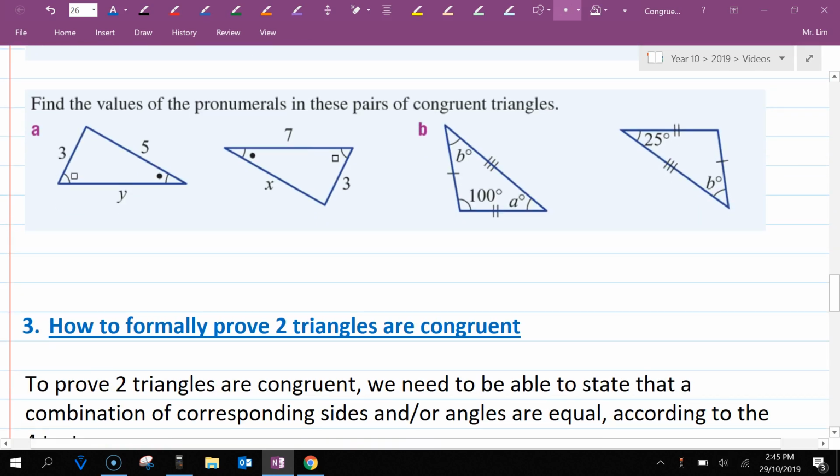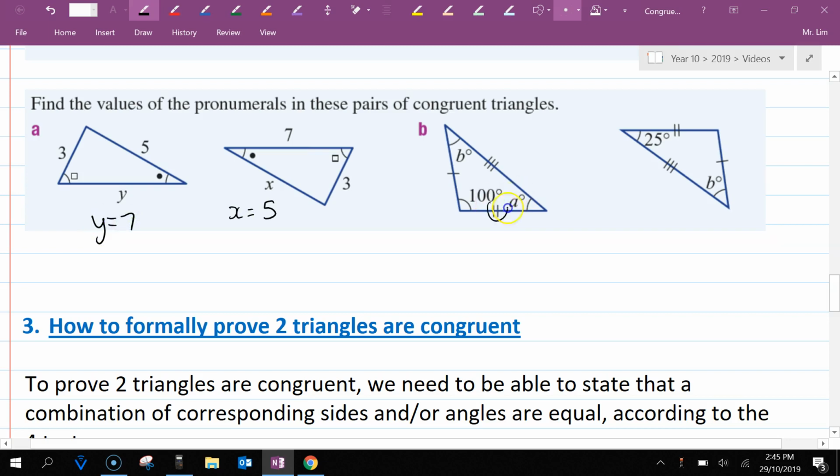Because congruent means exactly the same, have a go with question A and B and see if we can work out the values of the pronumerals. Okay, so here we have x is equal to 5, and we have y is equal to 7.